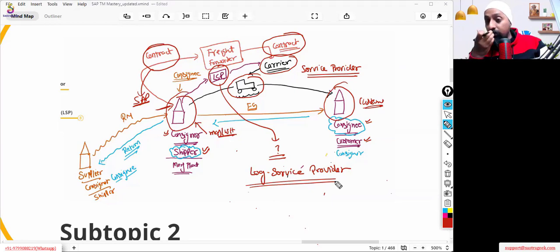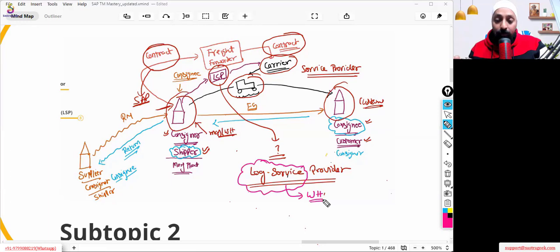An LSP would be an even bigger company, who can not only provide you the services for transportation, but the full-fledged logistics services. What additionally comes into logistics services is that companies like DHL can also have their own warehouses. They can say that not only will I handle your transportation, I will also handle your warehouse.